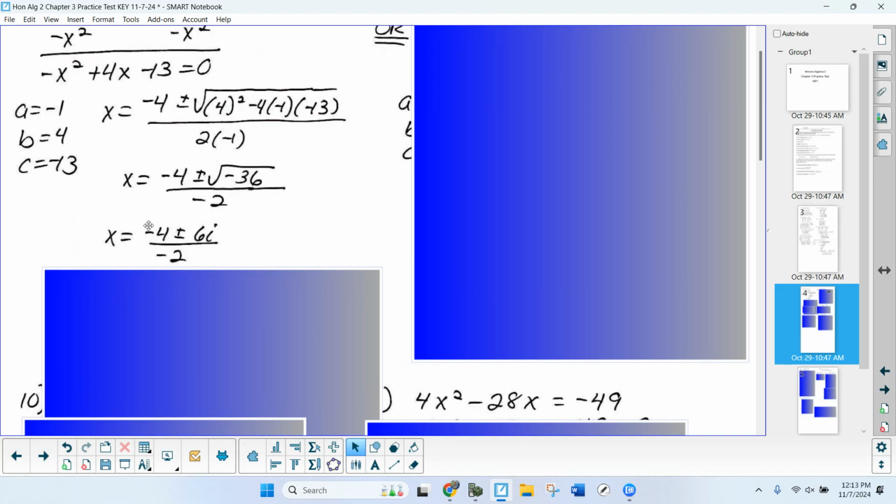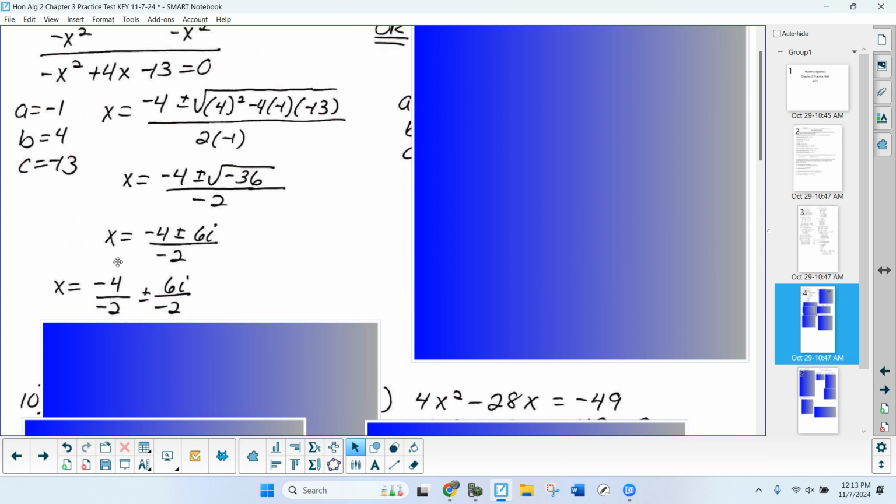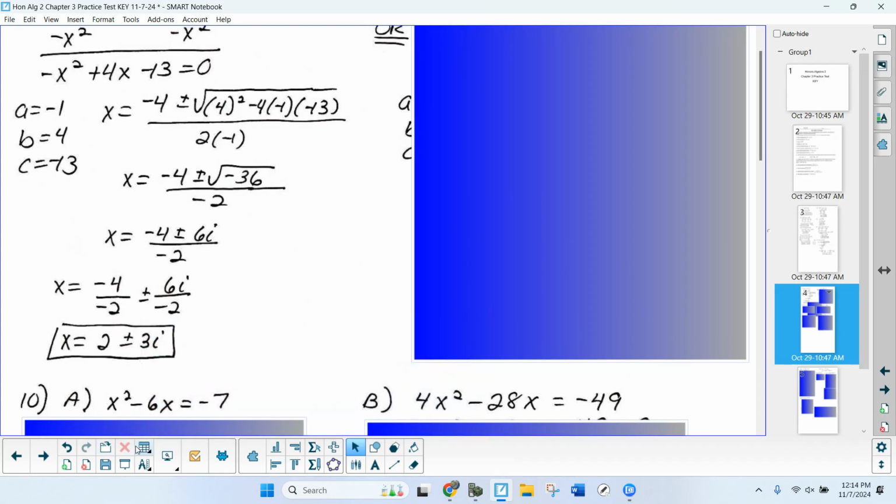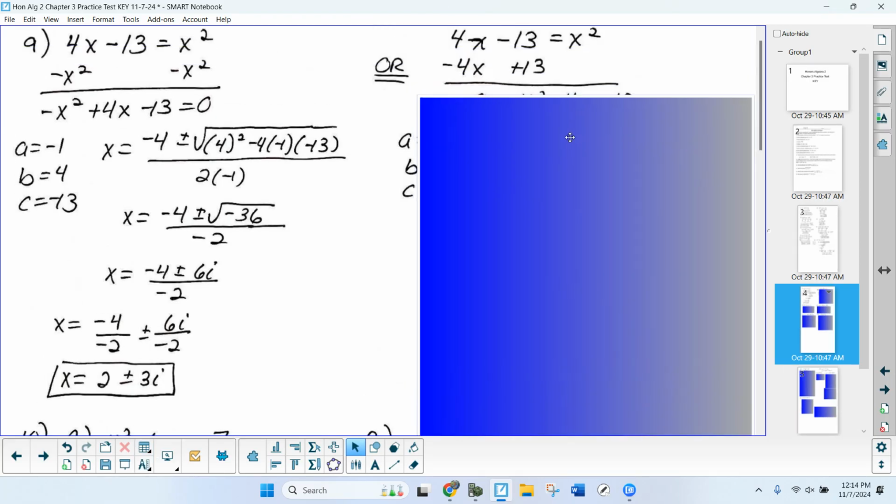You broke it up as -4 over -2, and then plus or minus 6i over -2. What's -4 divided by -2? 2. So that's the first part. And then what's a positive divided by a negative? Negative. What's a negative divided by a negative? Positive. And what's 6i divided by 2? 3i. So that's how he simplified that. Great job.